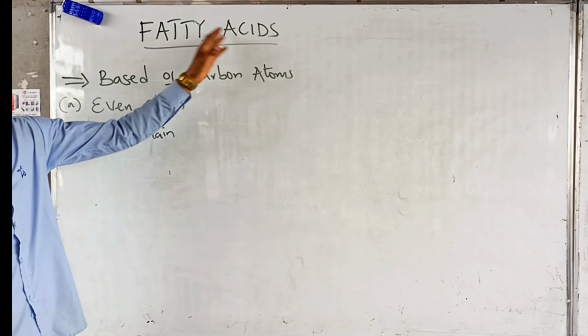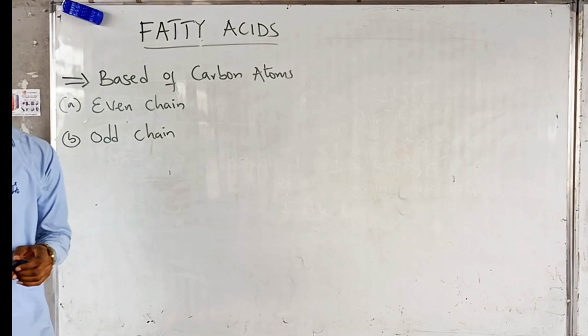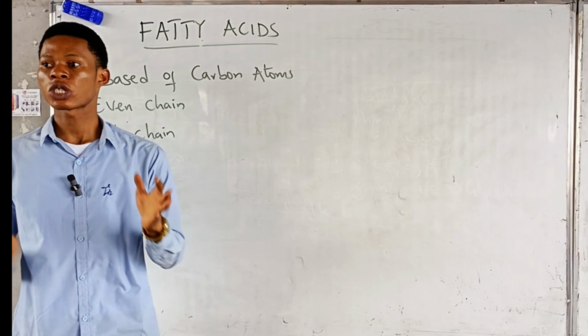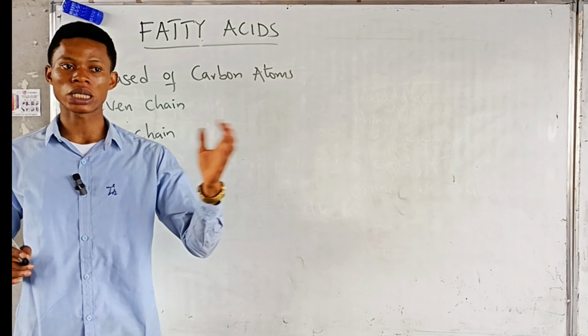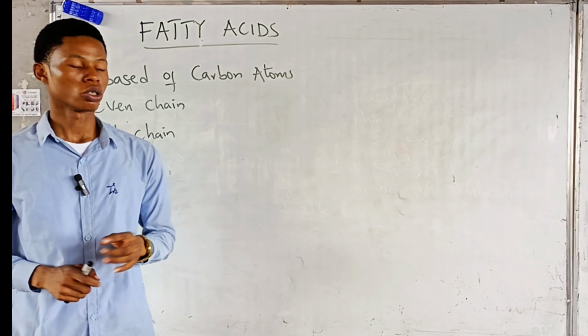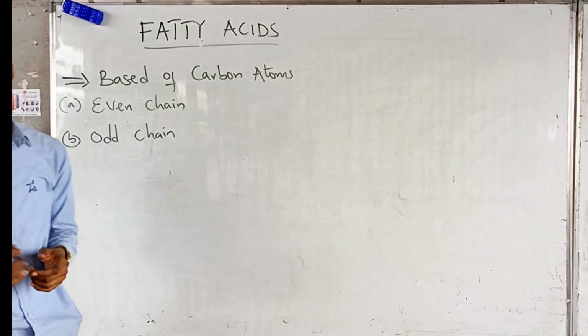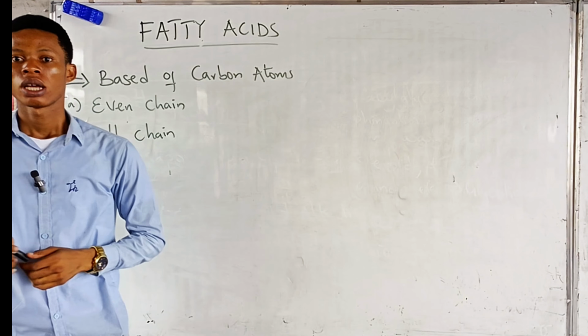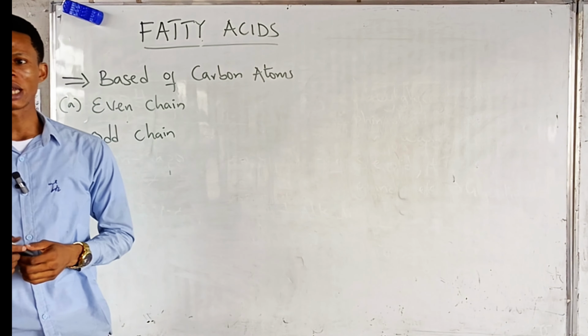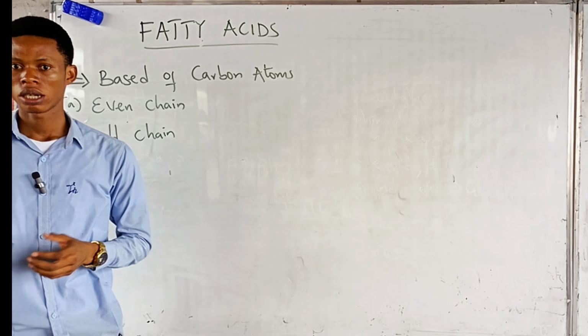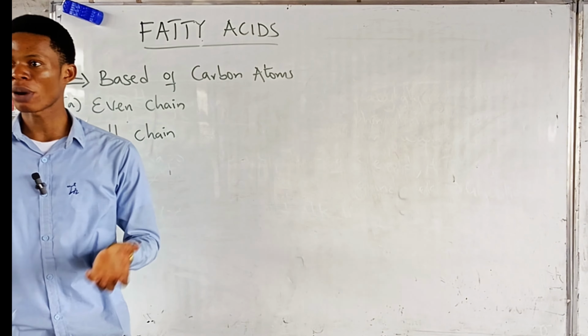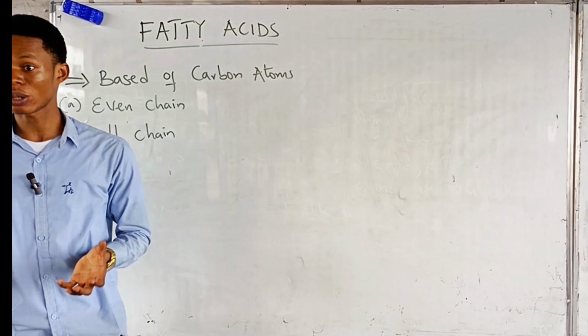So let's look at the fatty acids. Remember that simple lipids are composed of what? Fatty acids and what? And alcohol. Good. Now the fatty acids, they are mere carboxylic acids. And in chemistry, give me an example of a carboxylic acid. Ethanoic acid, propanoic acid, butanoic acid, right?